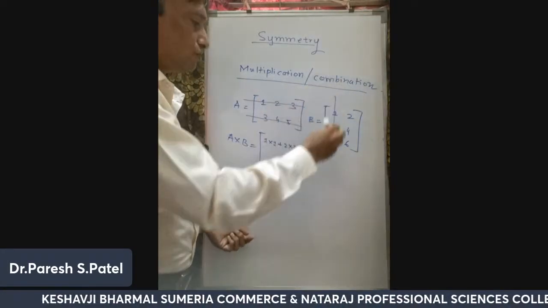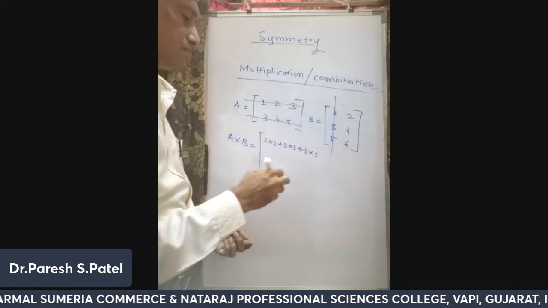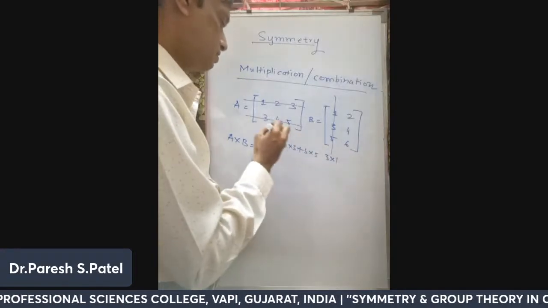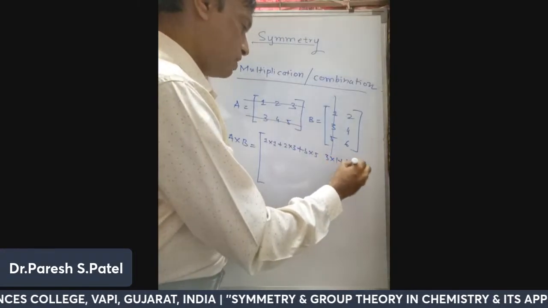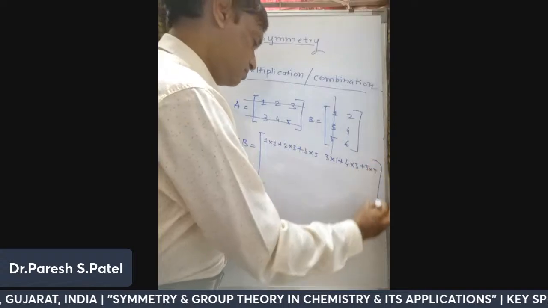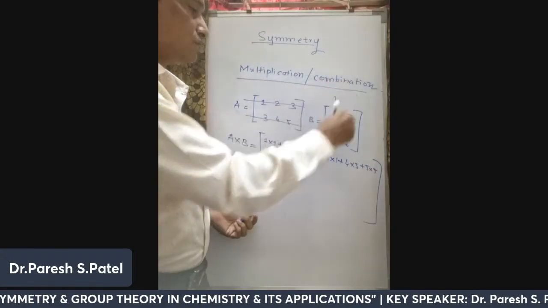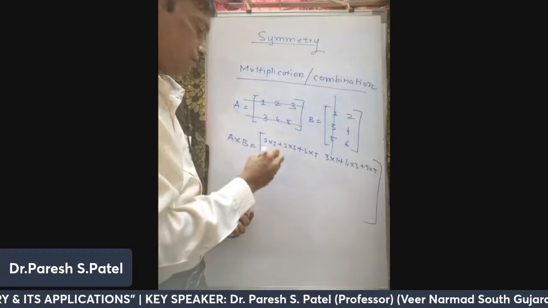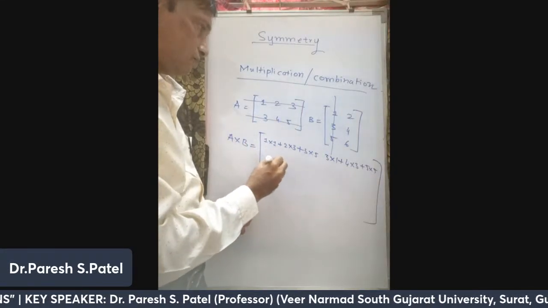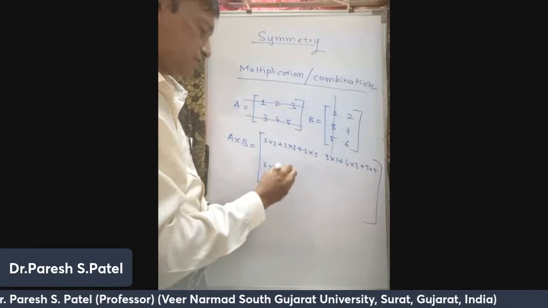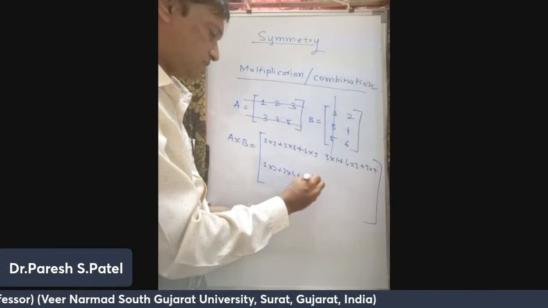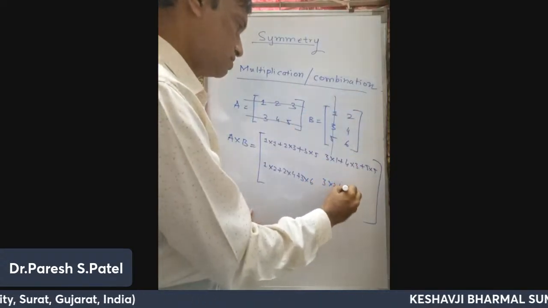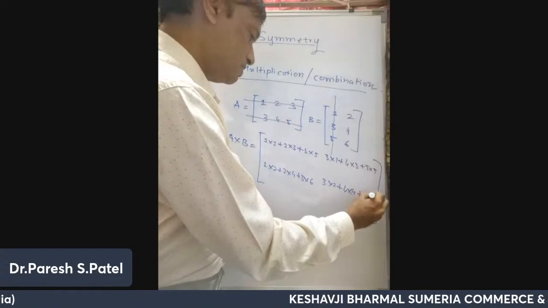Similarly, we have to go for the second row and first column. So this is the first row, first column, second row, first column. So 3 by 1 plus 4 by 3 plus 5 by 5. Similarly, first row, second column, second row, second column: 1 by 2 plus 2 by 4 plus 3 by 6. Second row, second column: 3 by 2 plus 4 by 4 plus 5 by 6.